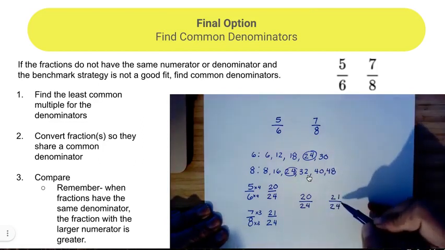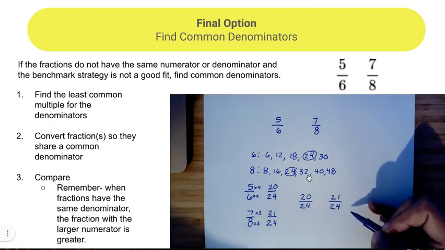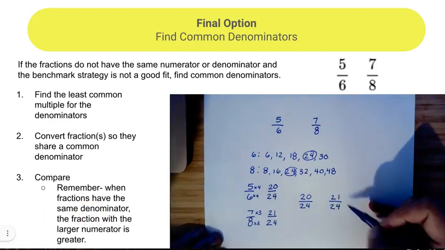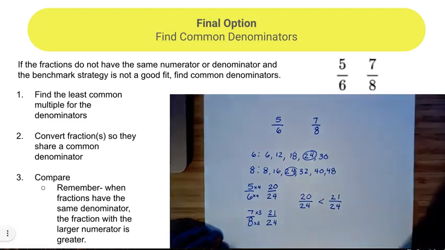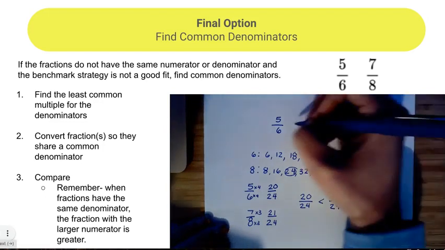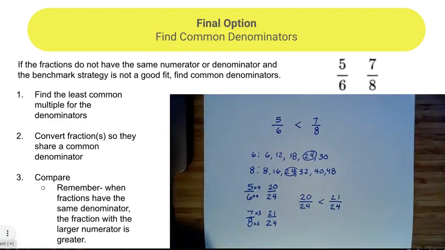They have the same denominator, so I can use the rule for when fractions have the same denominator: the fraction with the larger numerator is greater. 21 is more than 20. So in this original example, 5/6 is less than 7/8.